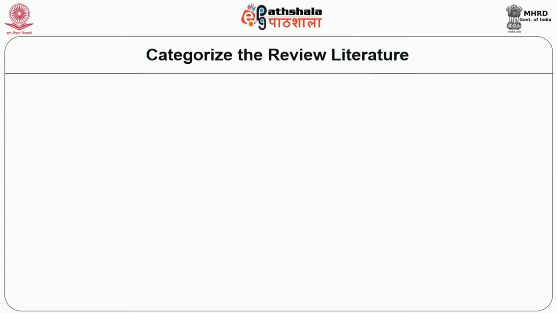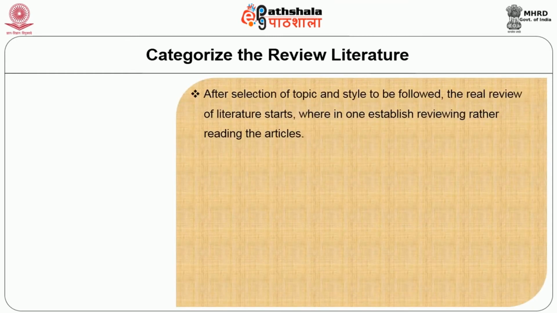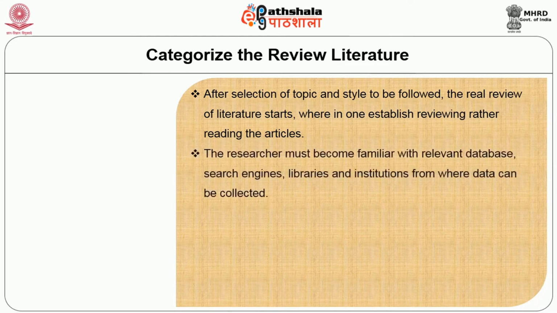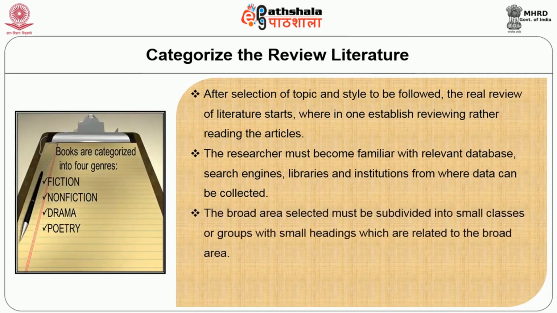The next step to be followed is categorizing the review of literature. After selecting the topic and style to be followed, the real review of literature starts, wherein one establishes reviewing rather reading the articles. The researcher must become familiar with the relevant database, search engines, libraries and institutions from where data can be collected. The broad area must be subdivided into small classes or groups with small side headings which are related to the broad area.